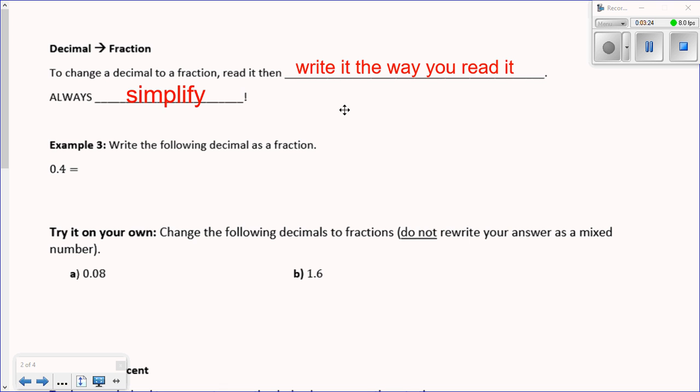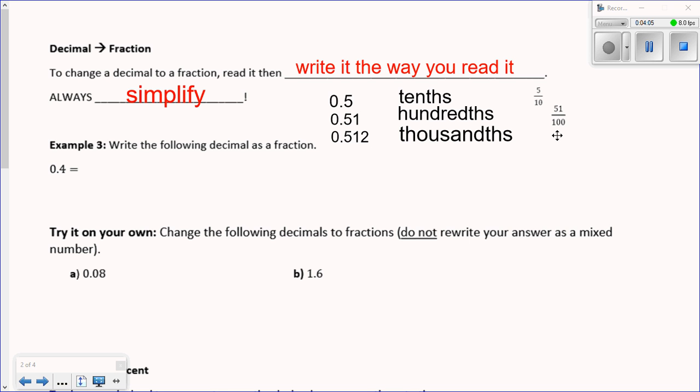So just as a quick review. Say I had this decimal. I would read it as 5/10. When there's only one number after the decimal point, it's a tenth. To change that to a fraction, I would just take the number behind the decimal point and put it over 10. If I had 2 numbers after the decimal point, that's 51 hundredths. So I would take 51 and put it over 100. If I had 3 places after the decimal point, 3 numbers, that's 512 thousandths. So I would take 512 and put it over 1,000.